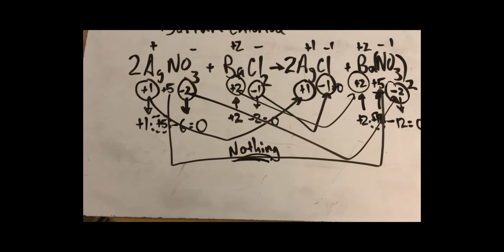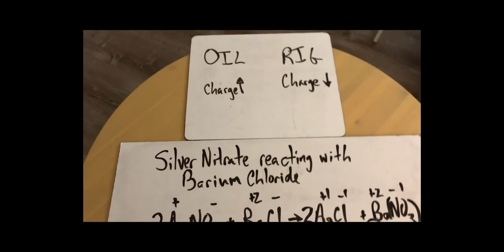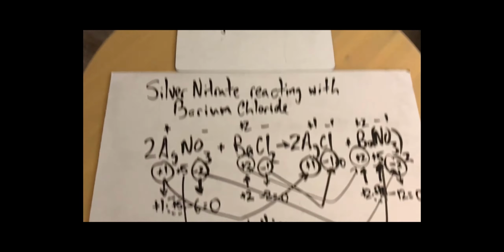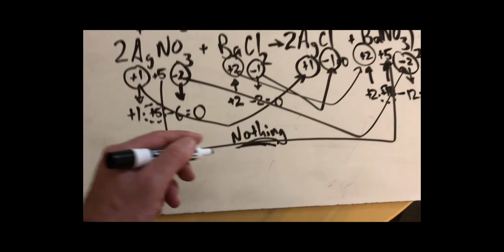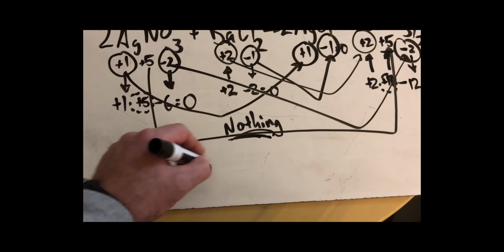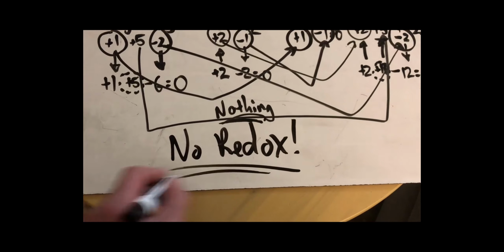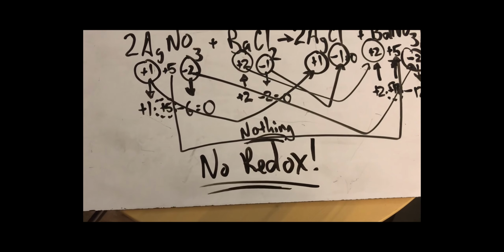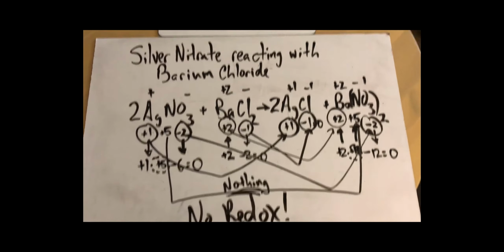So what does that mean? There's an equal amount of trading of electrons. There's no gaining electrons. There's no losing electrons. And so if we see this in a reaction, we just simply write no redox. Okay, it's not an oxidation or reduction reaction. So just be on the lookout for those as well.